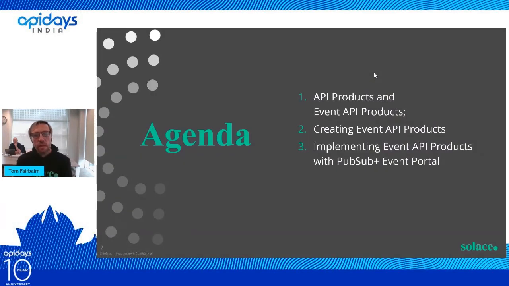So I'm hoping since we're at API Days, most of you are familiar with the idea of API products. But what I want to talk about is event API products. How do the two relate to each other? How do you use them? What's the value of them? Then I'm going to talk a bit more about how you can actually create these things, event API products. You're used to the idea of creating your own API products. How are you going to create event API products? And I'm going to show some of the details of how you can actually implement them so that you can derive business value from these events that are flowing throughout your organization.